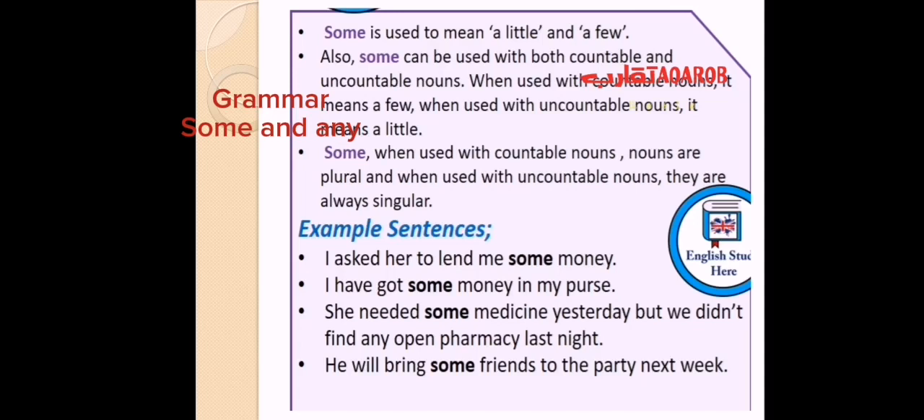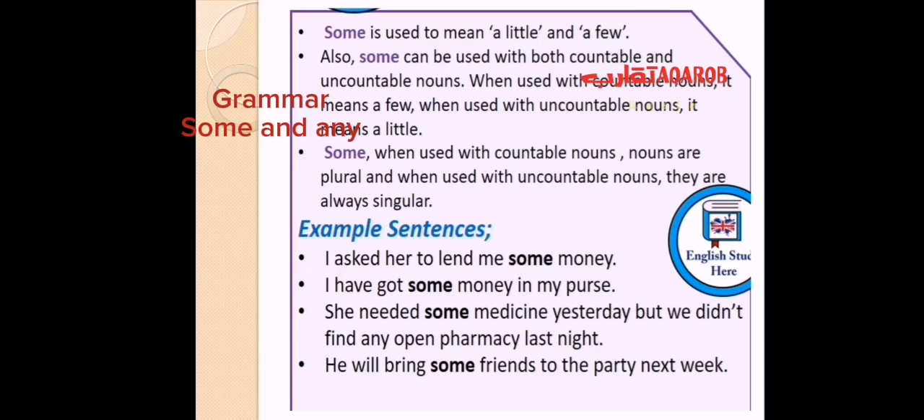Also, some can be used with both countable and uncountable nouns. Countable nouns are nouns that you can count, like book, books, one book, two books, three books, four books. One bag, two bags, three bags. These nouns, bag and book, are countable because we can count them.